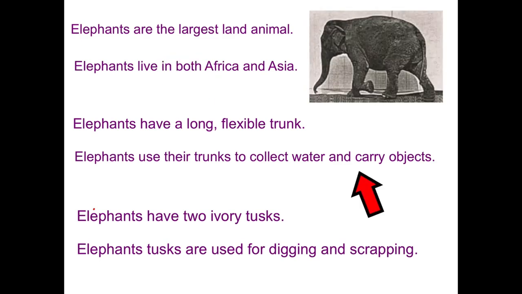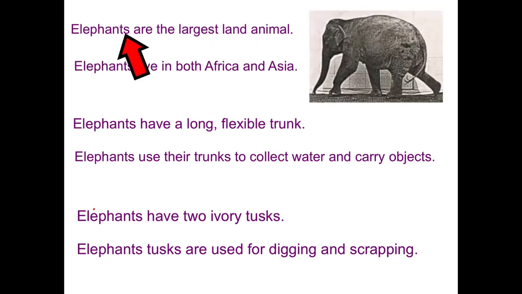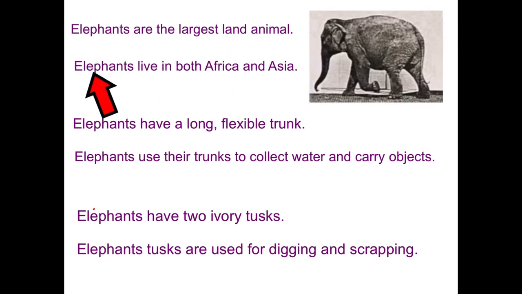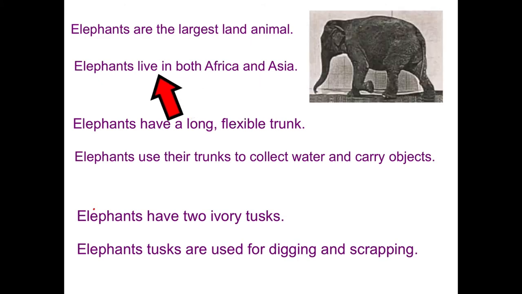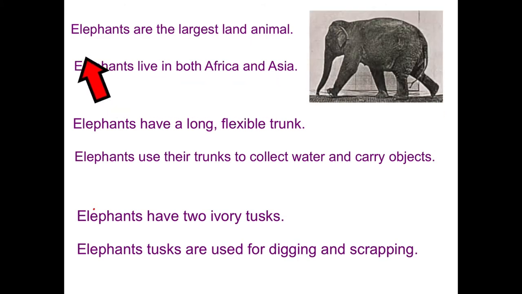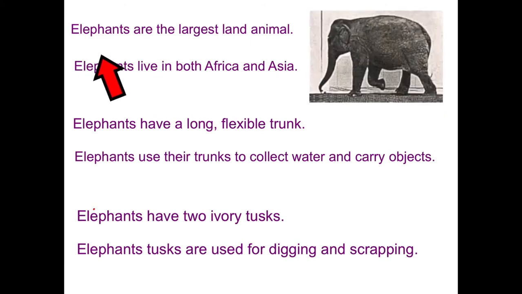So we've got elephants are the largest land animal. Elephants live in both Africa and Asia. What little conjunction word could you use to join them up so you don't have to say elephants twice? So you could cross out that elephants and just join those up.